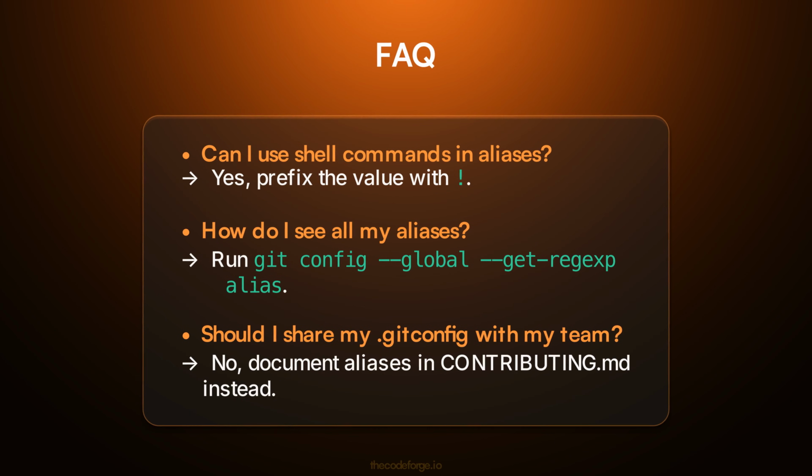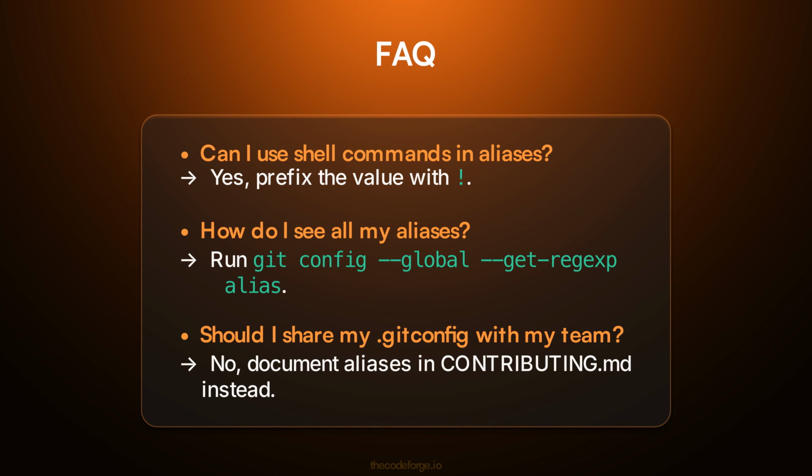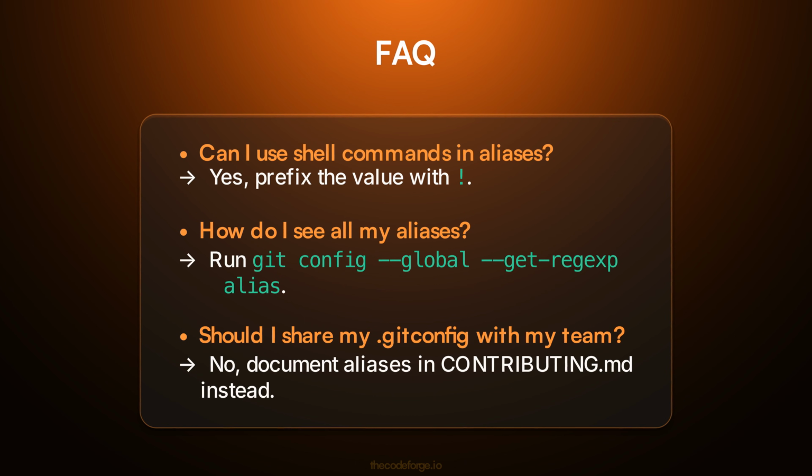And a few frequently asked questions. Can I use shell commands in aliases? Yes, prefix the value with !. How do I see all my aliases? Run git config --global --get-regexp alias. Should I share my git config with my team? No, document aliases in CONTRIBUTING.md instead.